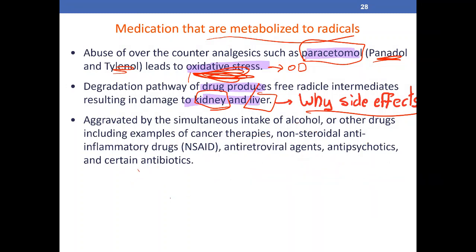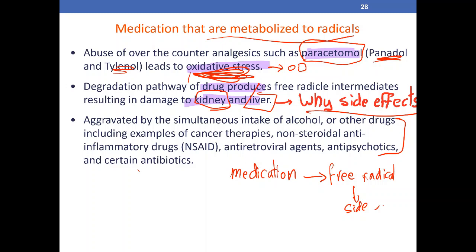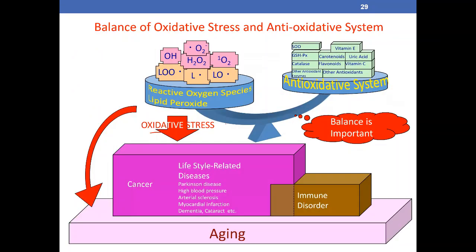You don't need to remember this stuff right here. But just remember, medication leads to free radicals, which leads to side effects. That's all you need to remember here. You don't need to remember the specific details. Just remember, too much drug causes free radicals, which cause body damage. This is just a balancing slide. You don't need to know this. This is just a summary, really.